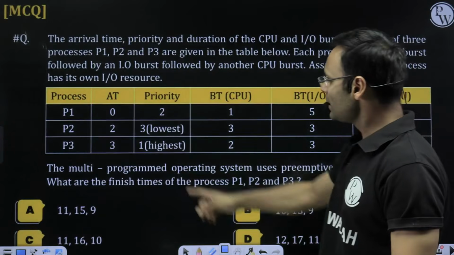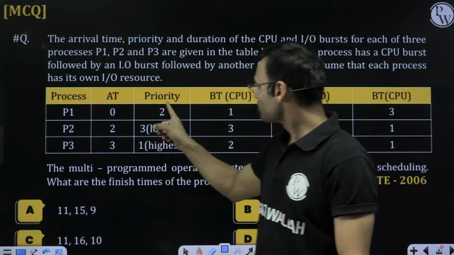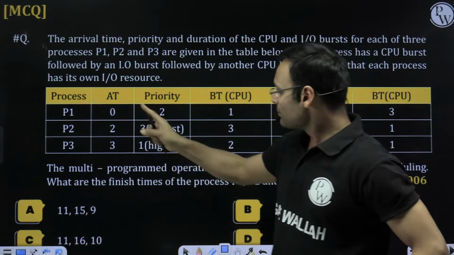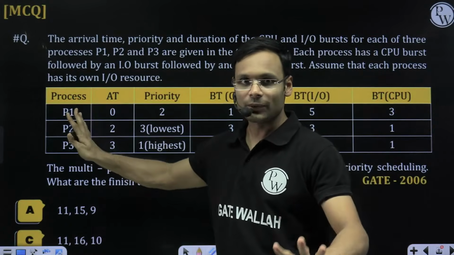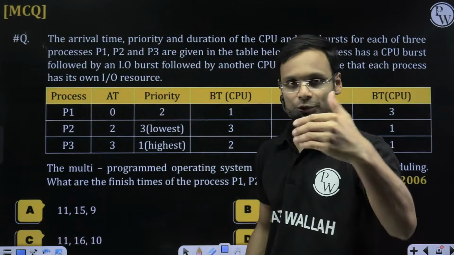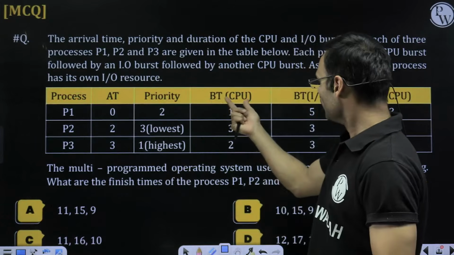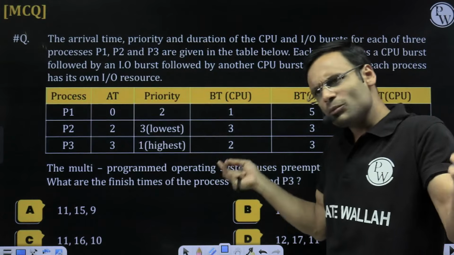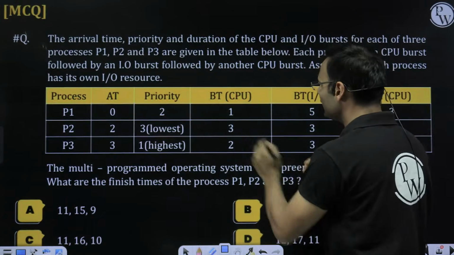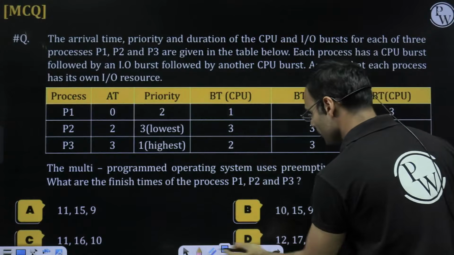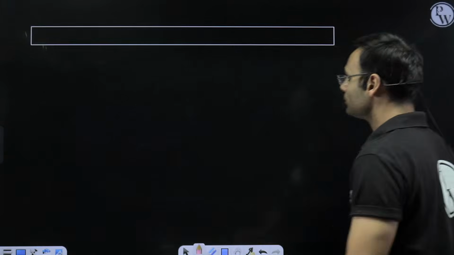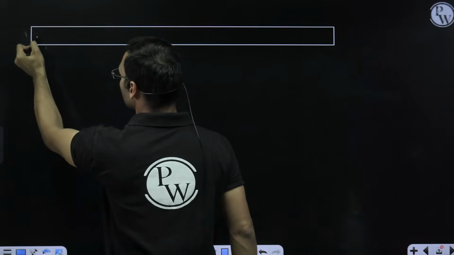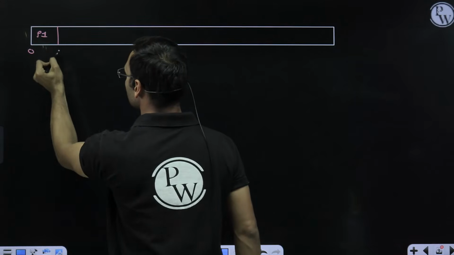At time 0, only one process P1 arrived. If at time 0 only P1 arrived, then there is no option. We will have to execute P1. P1 is middle priority, but there is no other process. So middle priority process P1 will complete its first CPU burst. First CPU burst completed. So at time 0, P1's first CPU burst till 1 completed.